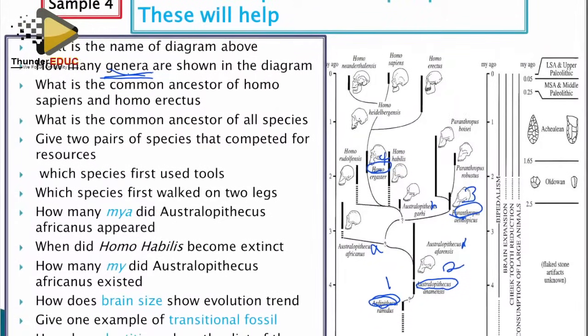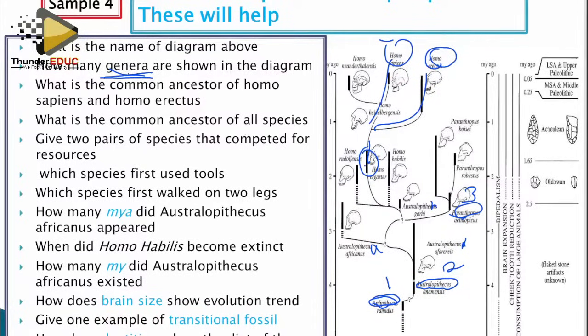Yes. So how many genera? I think I've answered that. What is the common ancestor of Homo sapiens and Homo erectus? You come here, Homo erectus is here, Homo sapiens here. When you join them, they join here, meaning that the common ancestor is Homo ergaster, based on this diagram.